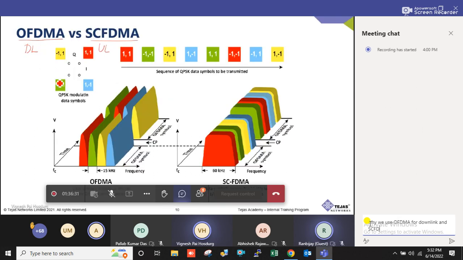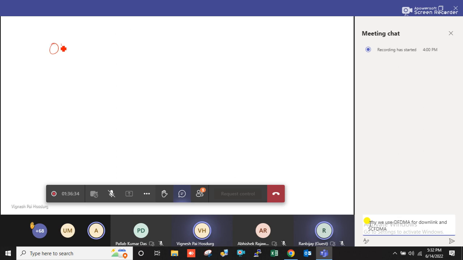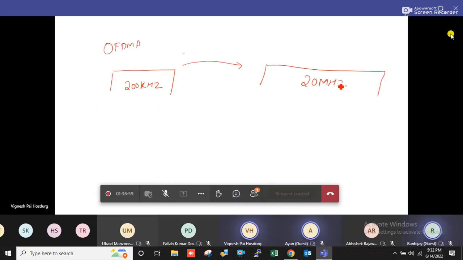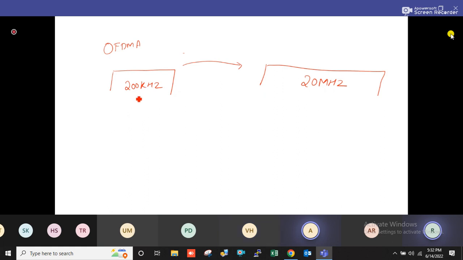Now here, what it really means is, when we say OFDMA, earlier what we used to do is, let's say, this was my 200 kilohertz channel which we had in GSM, right? This was 200 kilohertz. When we moved to LTE, we increased the bandwidth up to 20 megahertz, right? This 200 kilohertz or 20 megahertz is going through the same air interface. So the air interface is not changed. Only the technology is changed, isn't it?